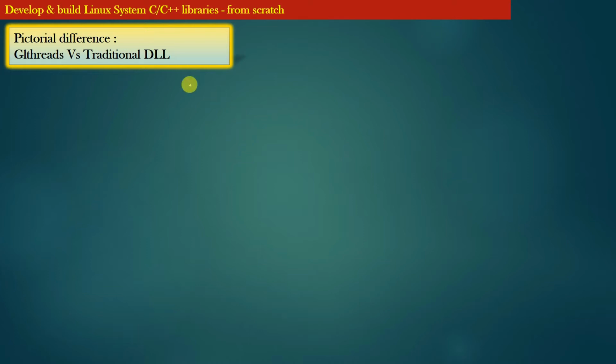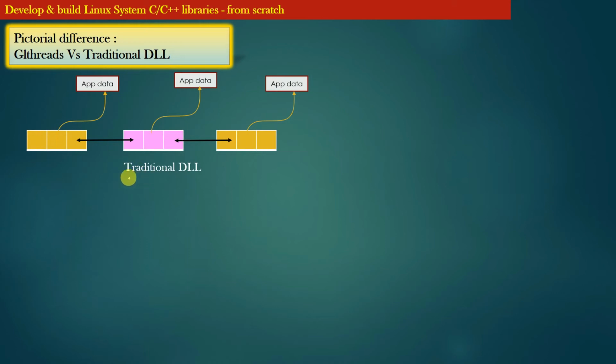So guys, now let us try to understand the difference between GLThreads and traditional doubly linked list with the help of a diagram. So you can see that the following diagram represents the traditional doubly linked list. And as we know, each node in a traditional doubly linked list has a left pointer, has a right pointer, as well as a data member which actually points to the application data. Right? So this is how your traditional doubly linked list looks in memory.